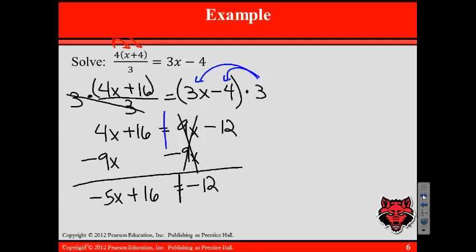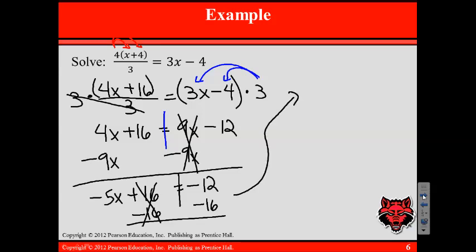Still have our vertical line through our equal sign. All of our variables are combined on the left. We need to move the 16 to the right side. So we subtract 16 from both sides of the equation. The 16 and negative 16 are opposite, so they cancel.